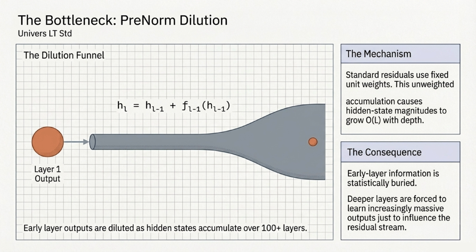Let's look closer at the problem, specifically PreNorm dilution. Standard residuals use fixed unit weights, creating what you can visualize here as a dilution funnel. Because of this unweighted accumulation, the magnitude of hidden states grows linearly as the network gets deeper. The consequence is severe. Early layer information is statistically buried. Deeper layers are then forced to learn increasingly massive outputs just to have any meaningful influence on the residual stream.